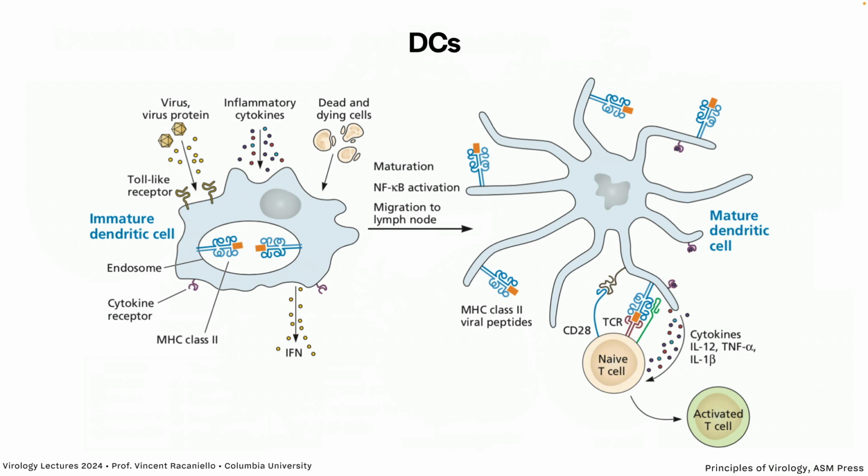So when the DC, which is now a mature DC, goes in the lymph node, it will present that peptide to a naive T cell via the T cell receptor. So that little orange rectangle is a peptide. It could be self, it could be non-self. But in theory, during fetal development, all the self T cells are eliminated. It's like elementary school for T cells. If you react with self, you're kicked out.